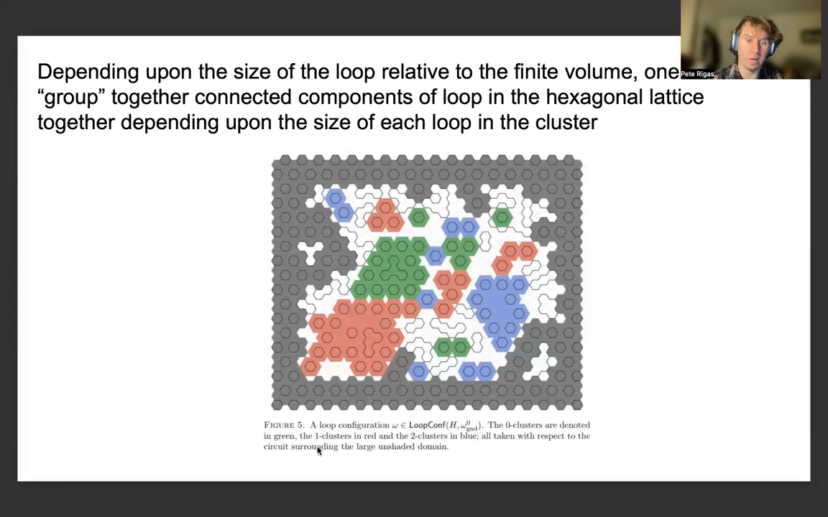And this is another figure from the paper on the loop O(n) model, figure 5, which demonstrates different ways to group together loops, which are indicated by 0 clusters, 1 clusters, or 2 clusters, in which these clusters are respectively denoted in green, red, or blue.